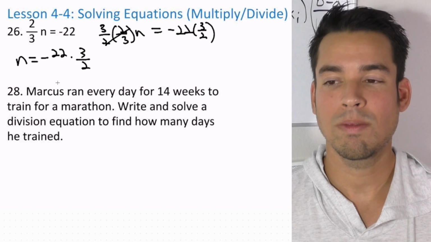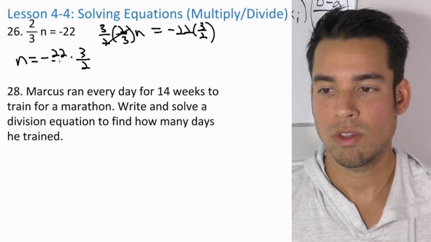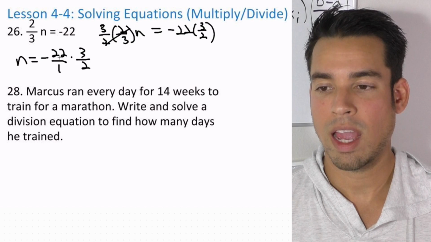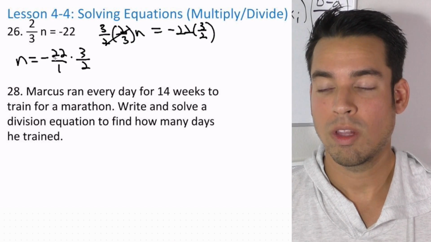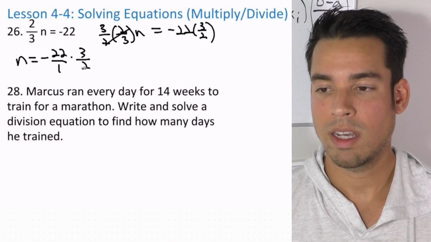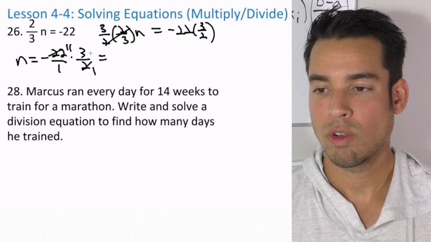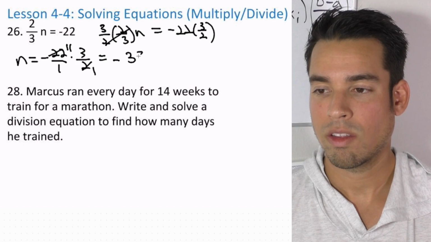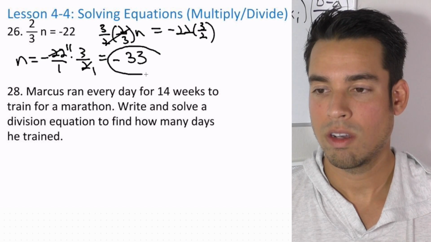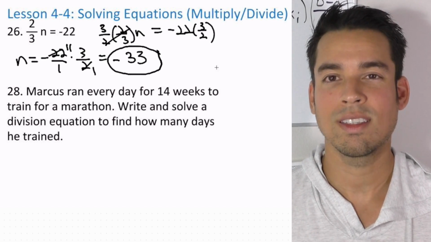If we want to simplify this quickly, let's put this over 1. Let's go ahead and take 3/2 of 22. But look, we can cross simplify. We can divide this 2 and this 22 by 2, making this 1, and making this 11. So go ahead and multiply across. What's negative 11 times 3? We got negative 33. And there we go. That is our answer for 26.